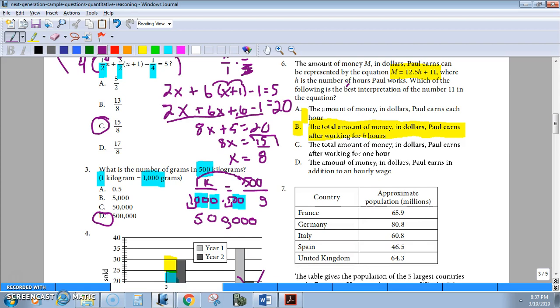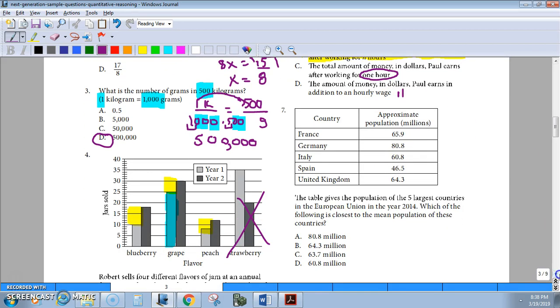Or how much he sells or something. I'm not sure. But it looks like the first one is the amount of money he makes each hour, but that doesn't take into account the 11. That would just be the 12.5. A is not taking into account the 11. C was only saying working for 1 hour. No, H means any amount of hours. And D says the amount of money in dollars Paul earns in addition to an hourly wage. D is only talking about the number 11, so it has to be B. All right.